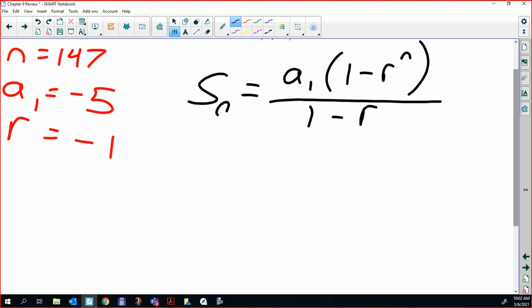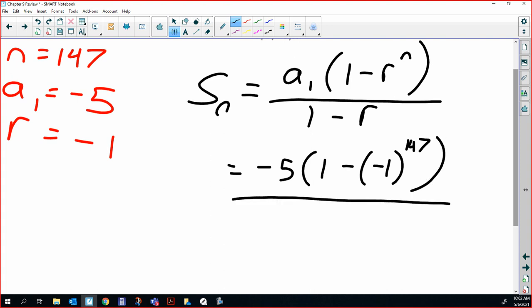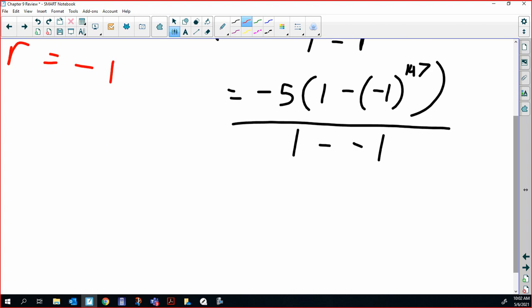A1 is -5. 1 minus R to the n, -1 to the 147 over 1 minus R. So although this looks a little bit intimidating, having a big exponent, it's just -1 to the exponent. So negative to an odd exponent would be negative. So it's going to stay -1.